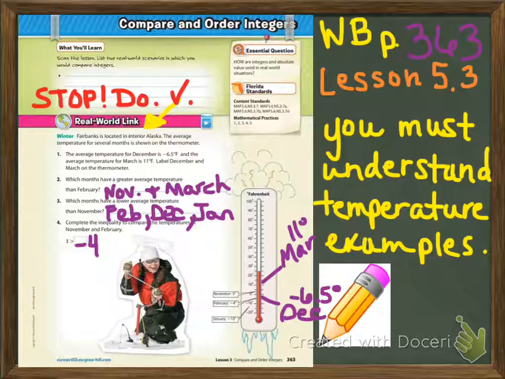I marked on the thermometer the temperatures for March and December. And you can see the answers filled in. I abbreviated the months, but you can figure out what they are. And last, number 4 says that positive 3 degrees is greater than negative 4 degrees. And we're going to go over those rules here in just a minute.